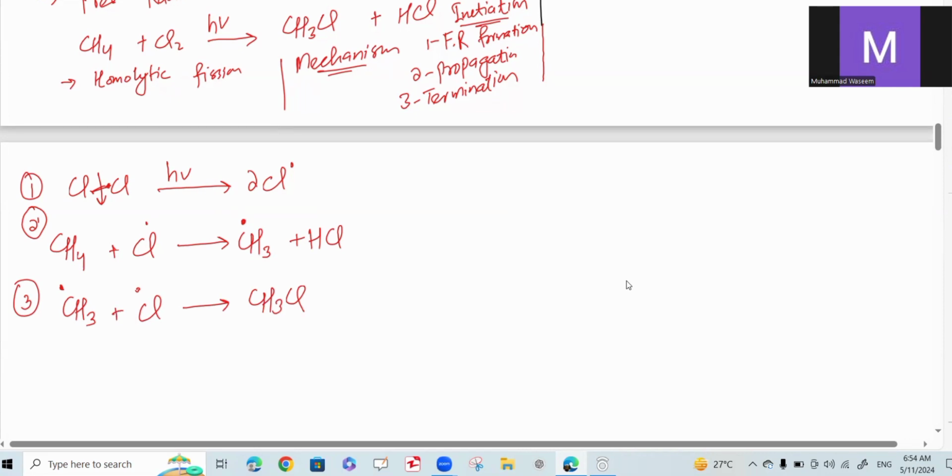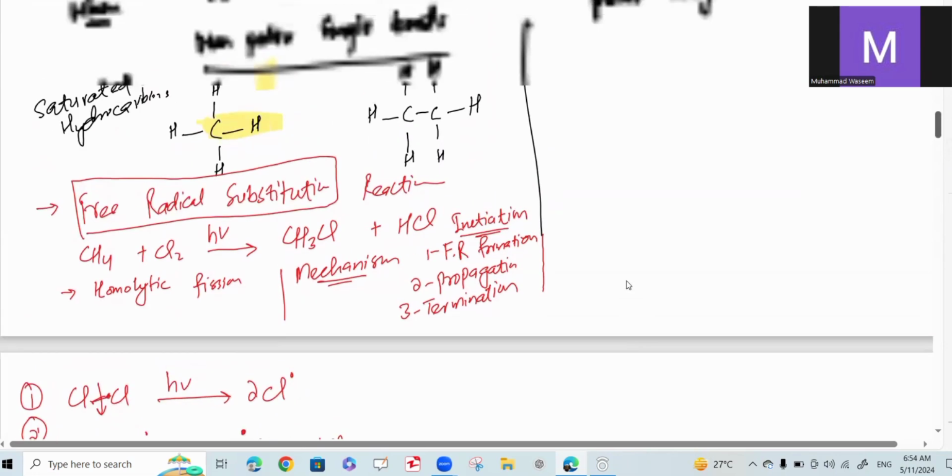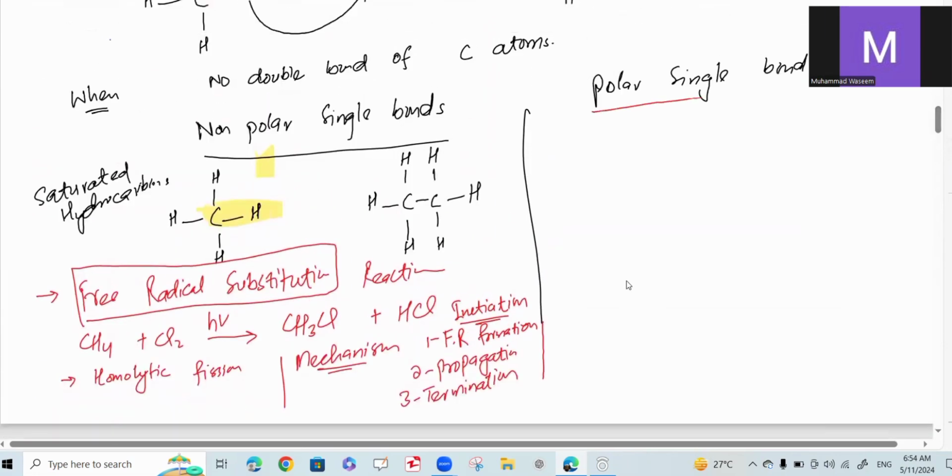So these steps are there in the homolytic type, which is free radical substitution. There is one more type of substitution, in the case of polar bonds. How can we have a polar bond? Suppose we have haloalkanes. All other bonds are to hydrogens, and we know that the bond of hydrogen with carbon is non-polar, but the bond of carbon with the halogen is polar because the halogen is more electronegative.